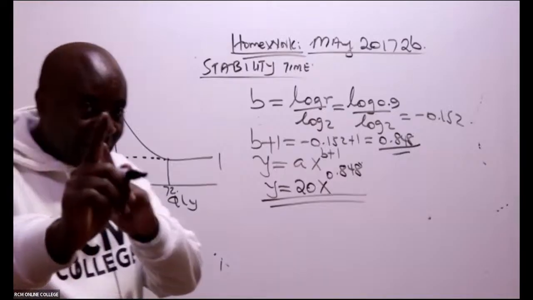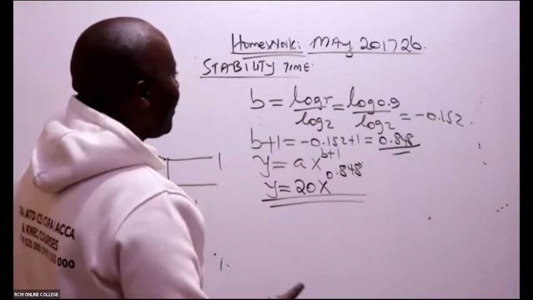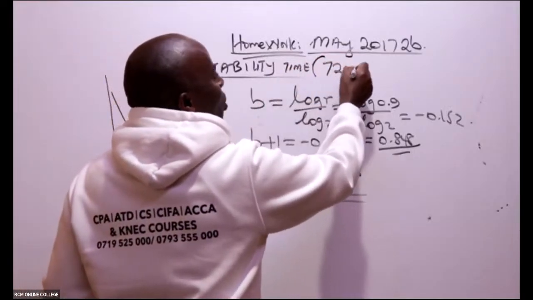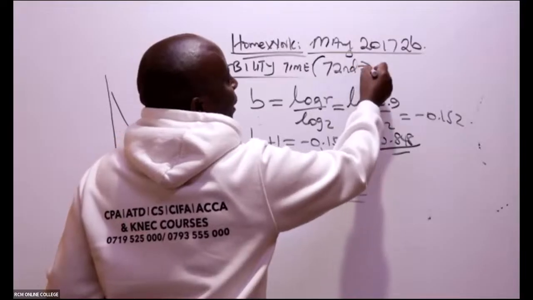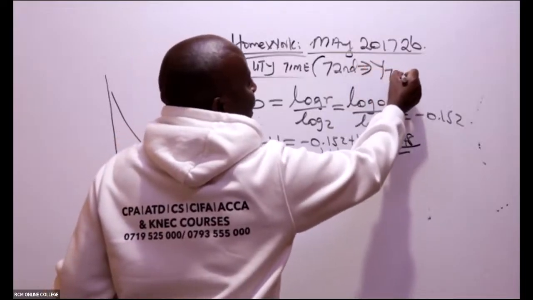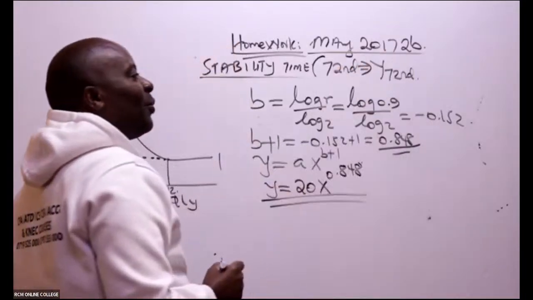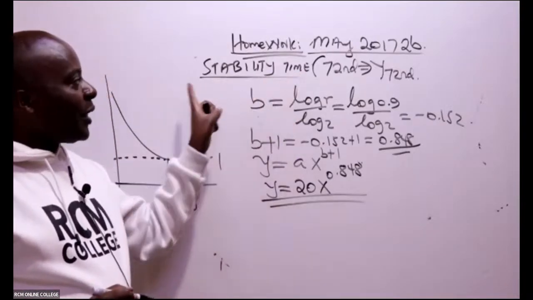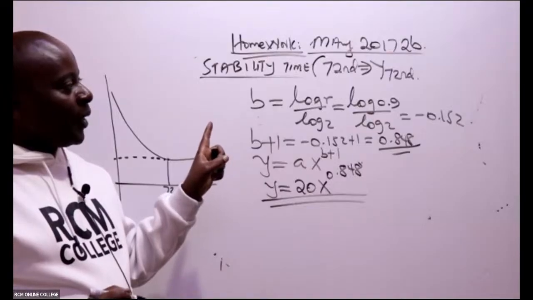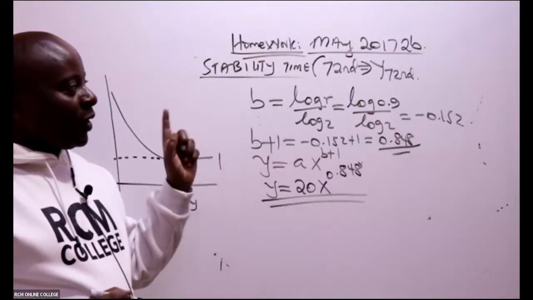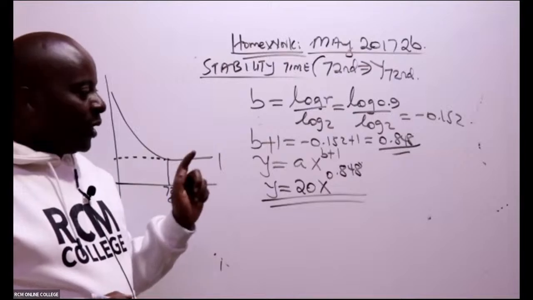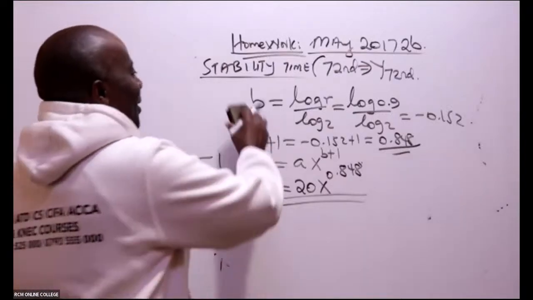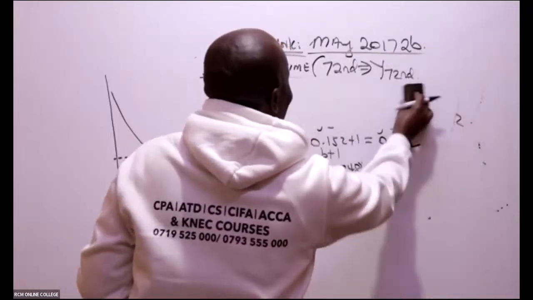Ladies and gentlemen, please listen. You see, they've told us we are going to stabilize on the 72nd unit. So basically, I need to get Y 72nd. Is there somebody who can do that for me? Y 72nd is the time of stability. You can write there: time of stability is the time of producing the 72nd unit, which needs some expansion.